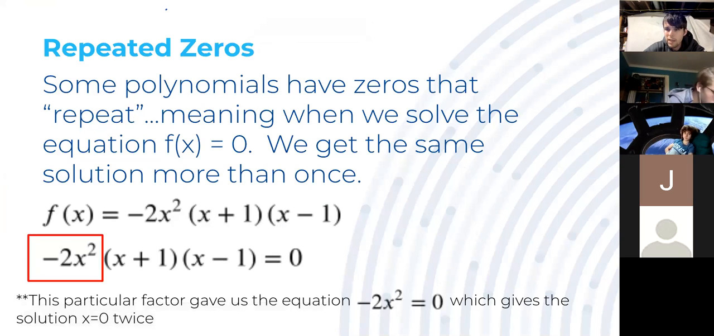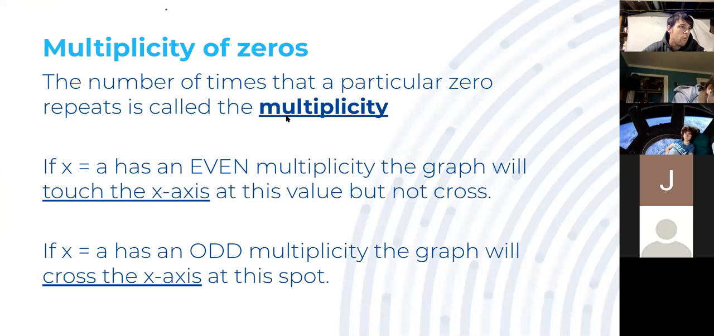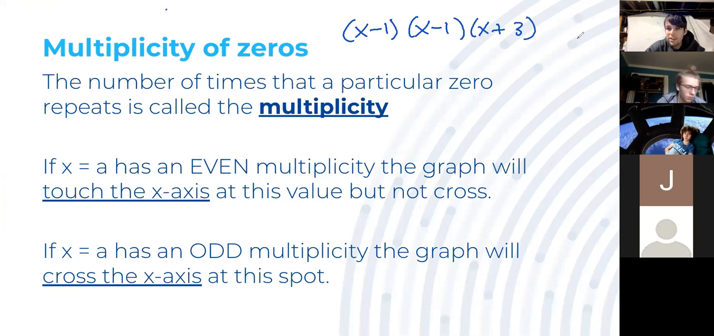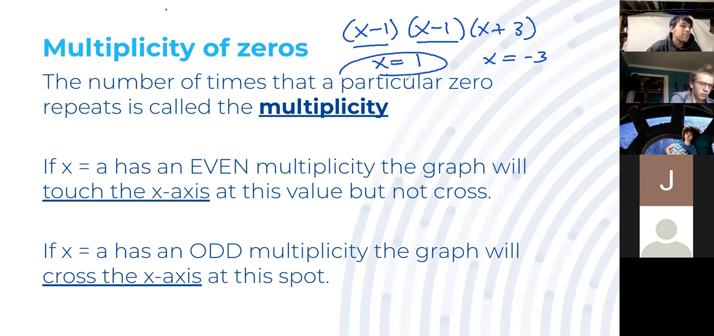Whenever we have a factor that's repeating, or a 0 that's repeating, we need to be able to determine how many times it repeats. We call that the multiplicity. So if you solve a quadratic equation and you get some particular 0 more than once, so you factor it and you end up with something like x minus 1 times x minus 1 times x plus 3, and this is the factored form. These two factors will give you a 0 of 1, whereas this one will give you a 0 of -3. This factor has what's called multiplicity, and that causes some interesting behavior.